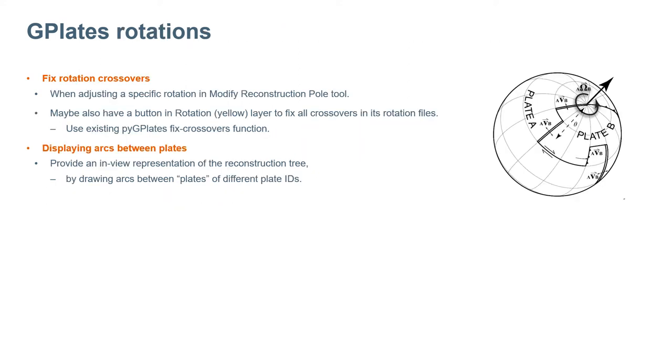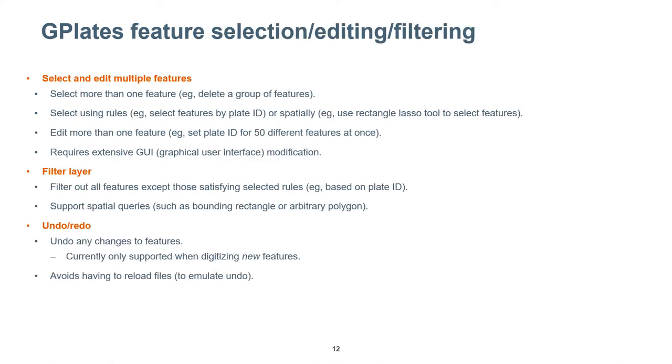And PyGPlates, the GPlates Python library, concurrently fixes rotation crossovers where the fixed plate changes. What we need to do is integrate this better into GPlates as well. And also there's the option of displaying the rotation hierarchy visually on the plates on the globe. Being able to select and edit multiple features at the same time is another thing that would be useful. Currently you can only select and edit one feature at a time.